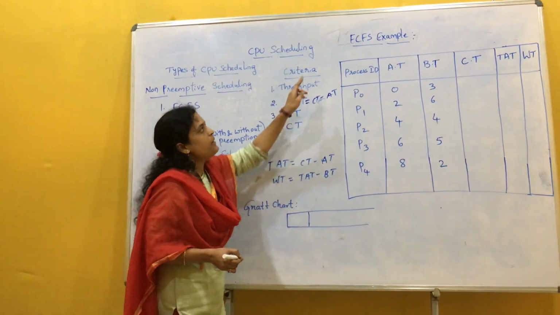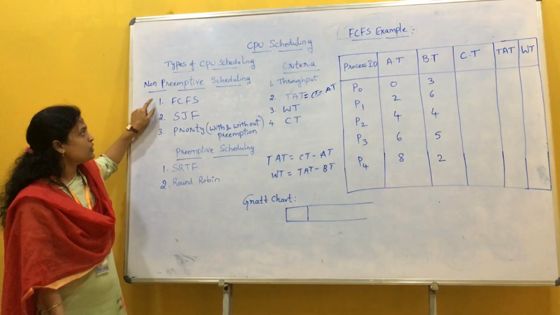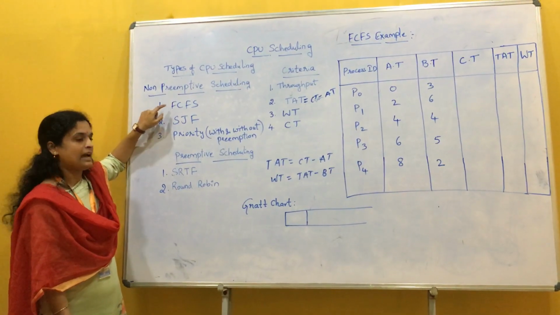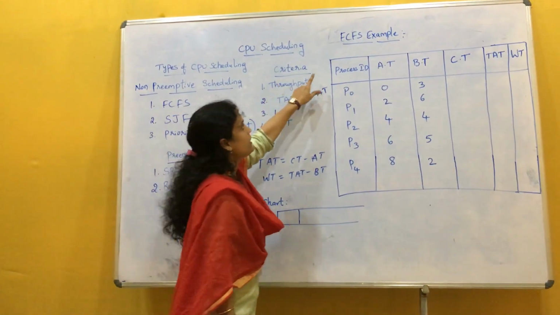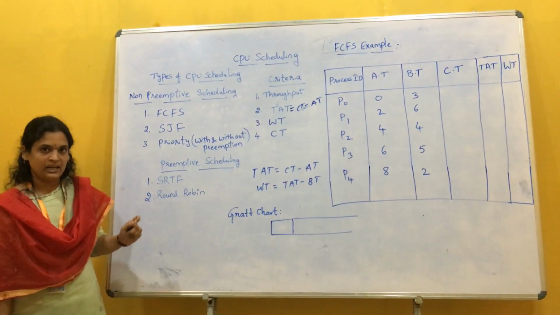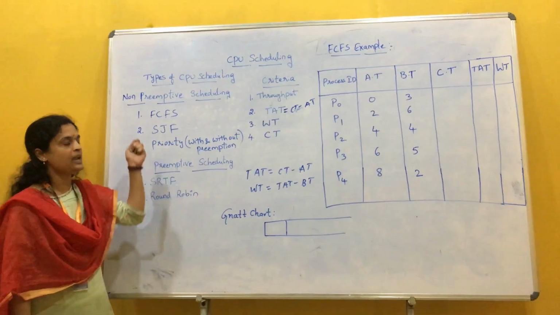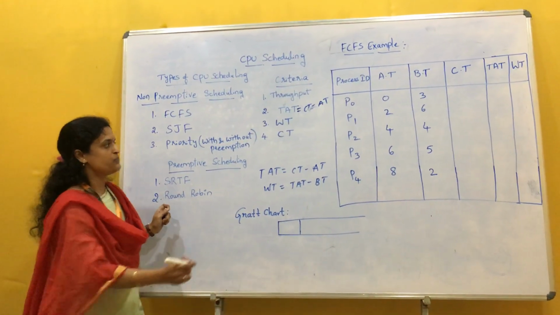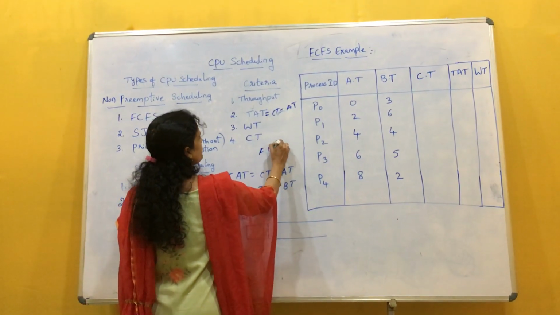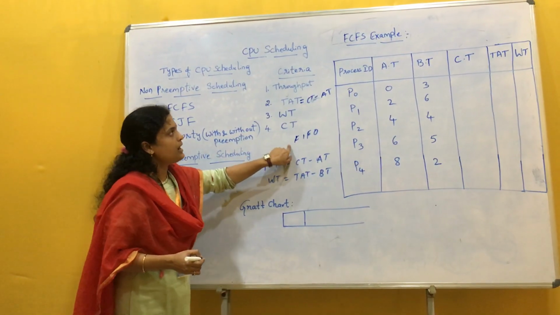So we will see FCFS. What is FCFS? It is one of the non-preemptive scheduling algorithms. FCFS stands for first come, first serve. The name itself says that the process which arrives first will be executed first. It follows FIFO, which means first in, first out. So that is FCFS.